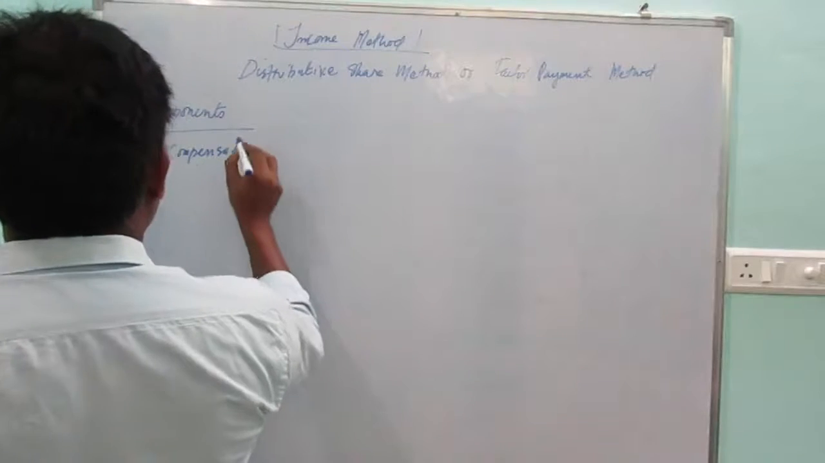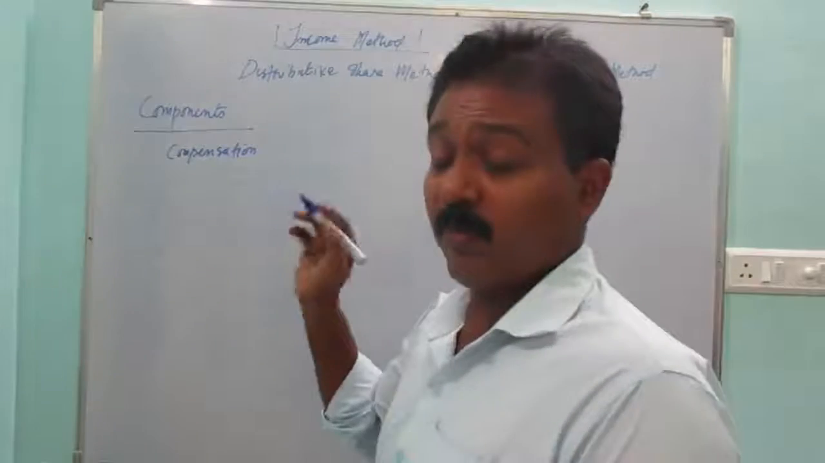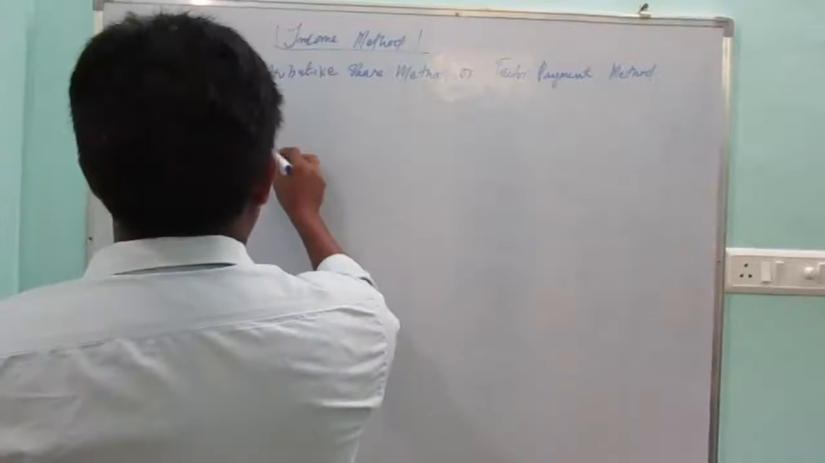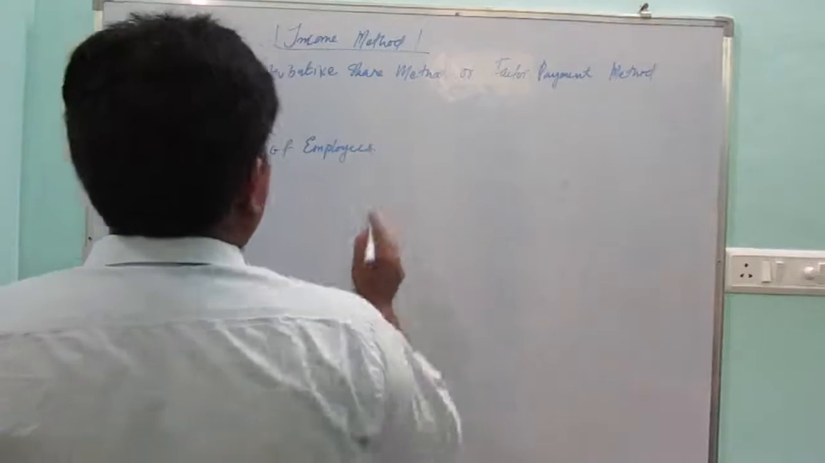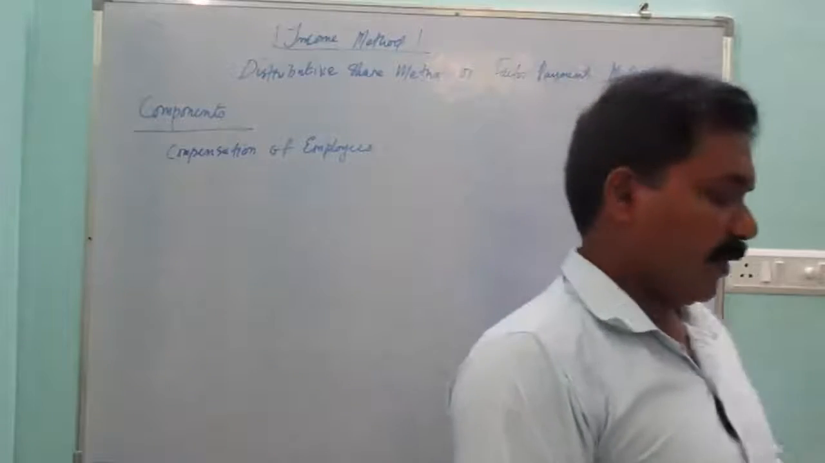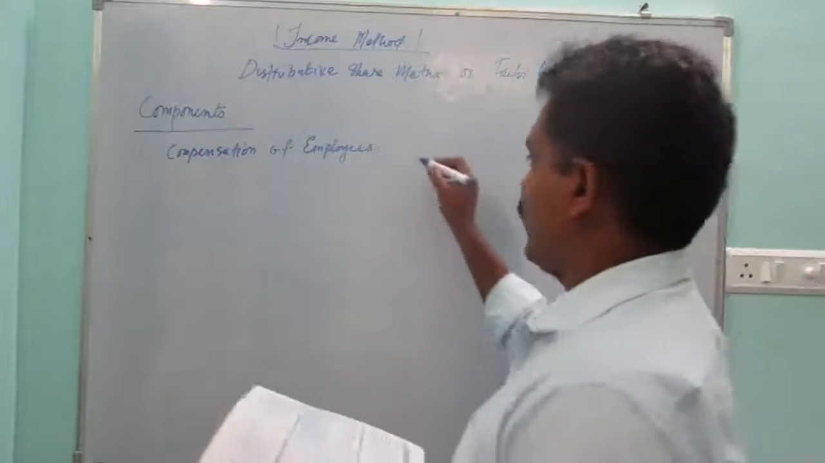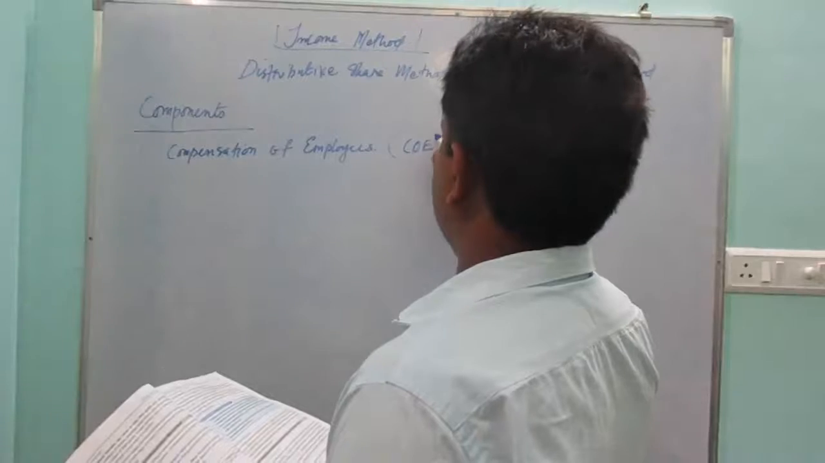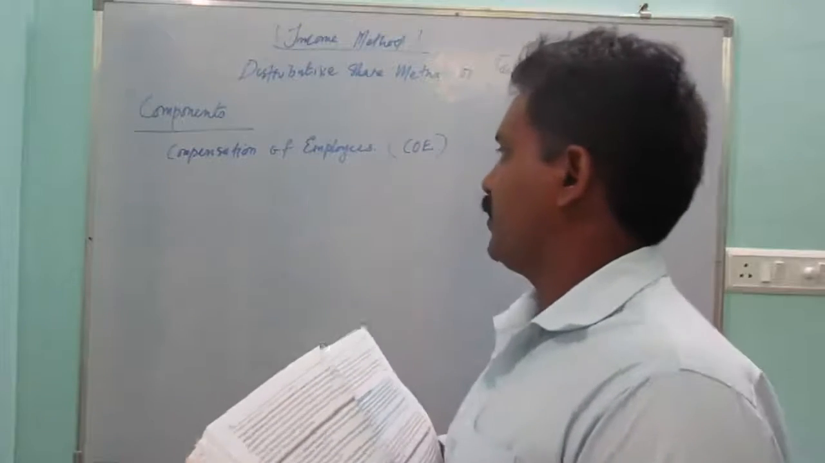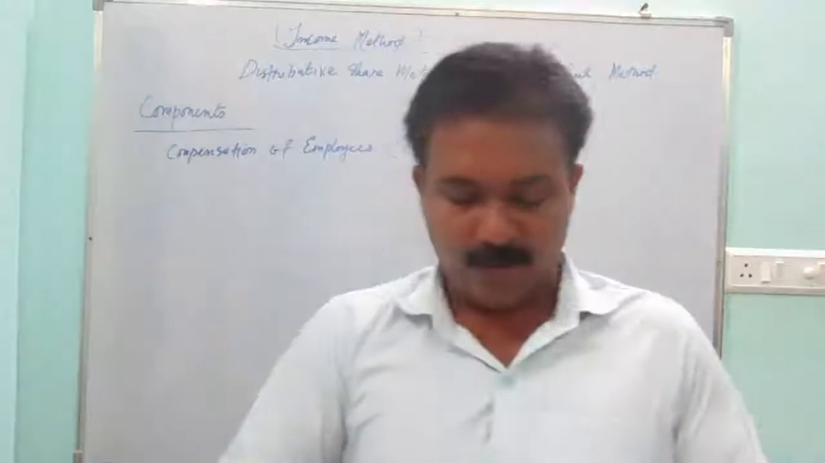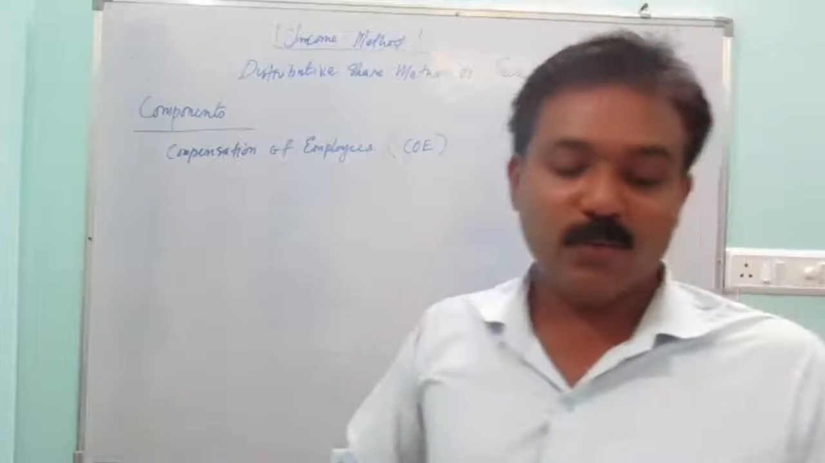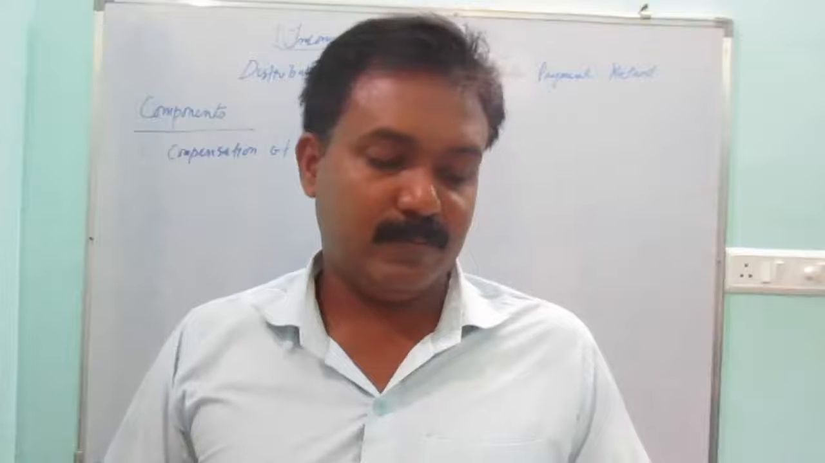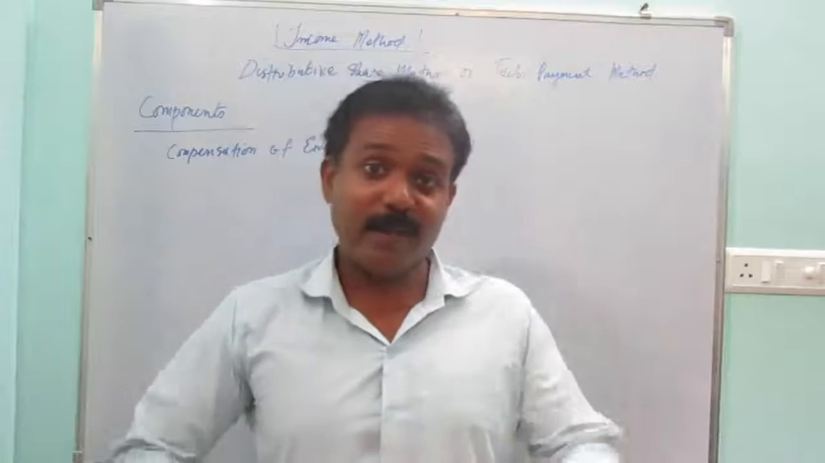These particulars you need to study properly, because they are going to be used in national income accounting. Compensation of employees, in short form COE, will be used. Compensation of employees is the amount paid to employees by the employer for rendering productive services.